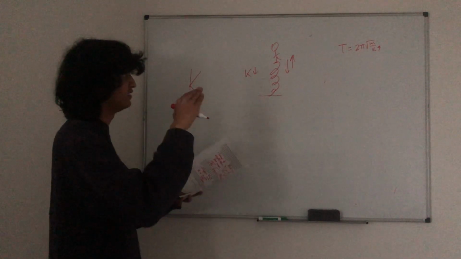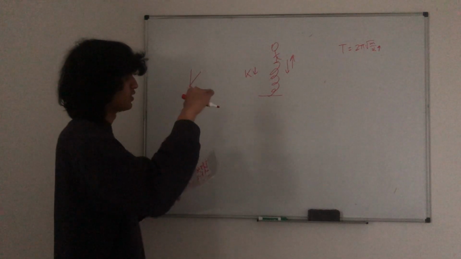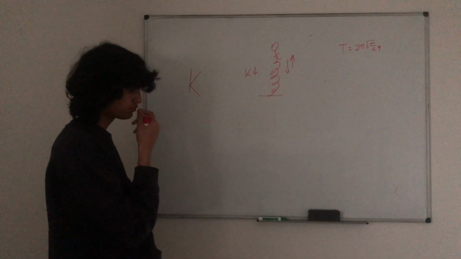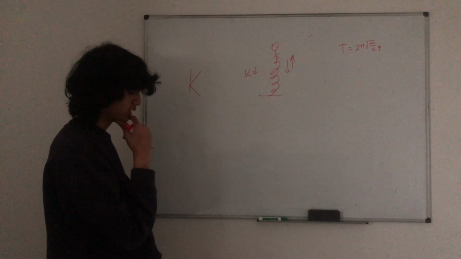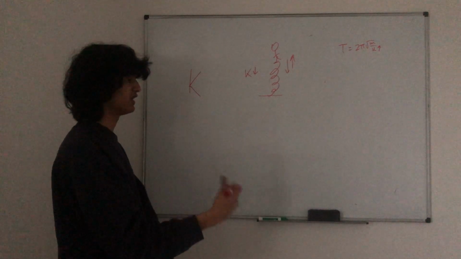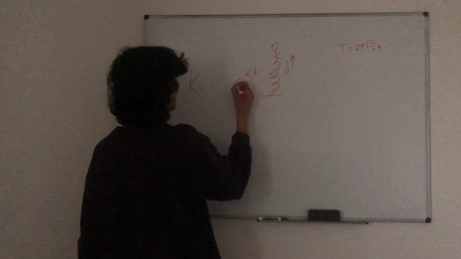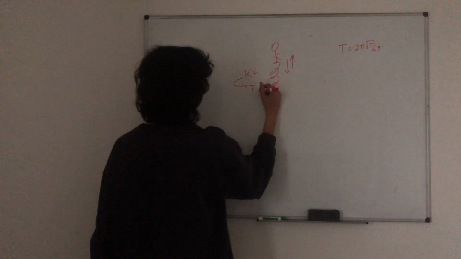So what's going to happen is the spring force is lower, so they're going to accelerate less, and then they're going to have a smaller period. So bigger k leads to a larger period. Okay.